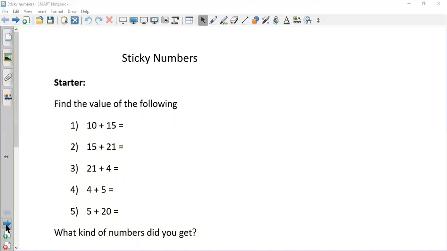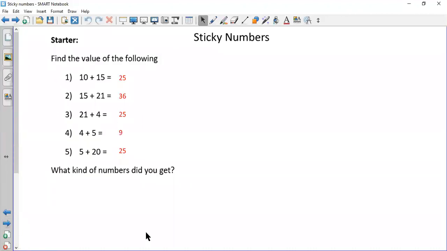Okay, so I'm hoping that you have got the answer for me, and the answers that you got are 25, 36, 25, 9, and 25. Now, can you identify or recognize these numbers? These are special numbers. What are they called? Can you remember? These numbers actually are square numbers. Some of you might have got these already. These are square numbers. What are square numbers?